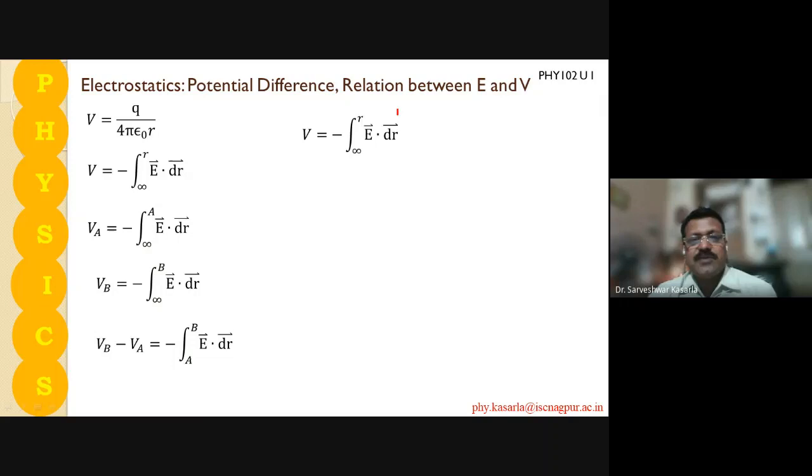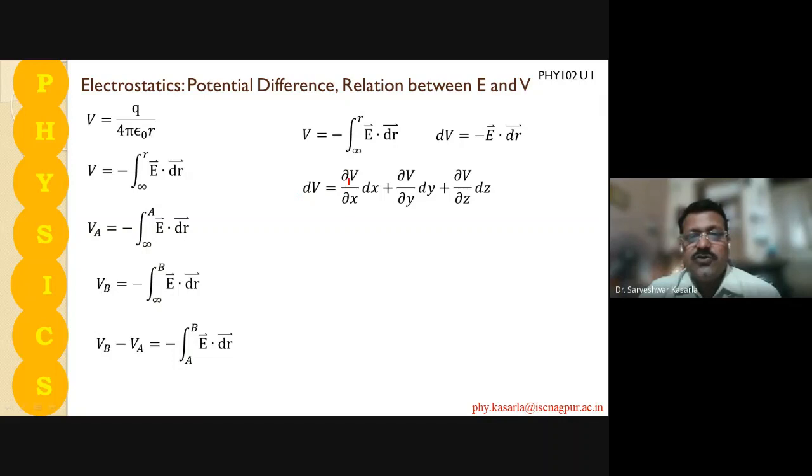So V is the general expression where it can be expressed like this according to the definition. So if you take the differential of this, the integration will cancel, and therefore dV will be equal to minus E dot dr. If you want to express this dV, the differential, it can also be expressed as dV equal to del V by del x into dx, plus del V by del y into dy, plus del V by del z into dz. So this is the standard formula. This is called the differential.